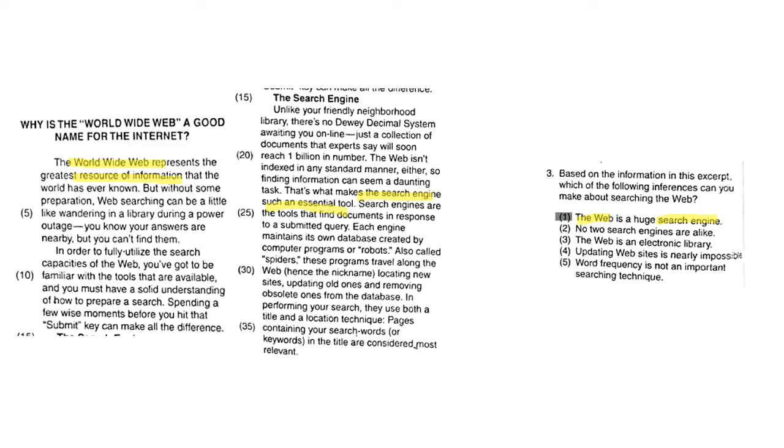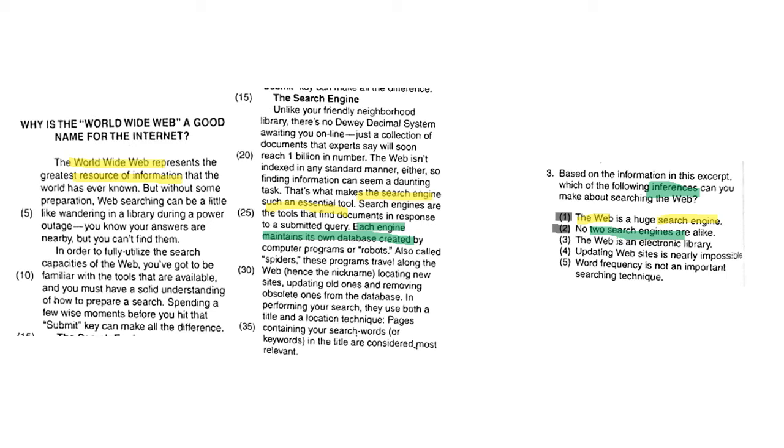Number 2, no two search engines are alike. Well, it does say that each engine has its own database. So we're looking for an inference, something that you can guess. But the passage tells you directly that every search engine is different. So we can take away number 2.